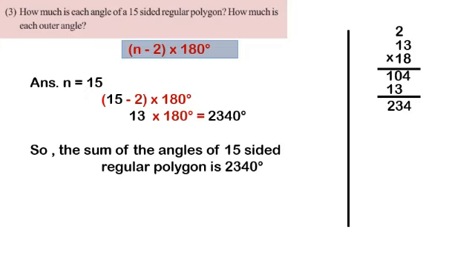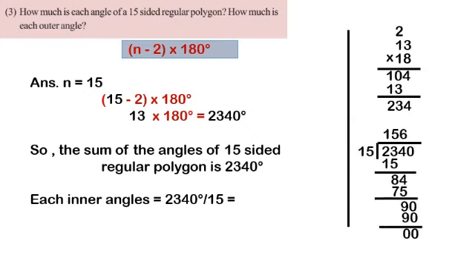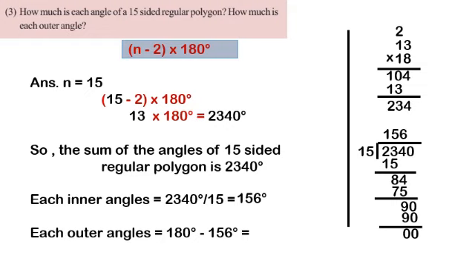Here our question is, how much is each outer angle? So first let us see each inner angle. We know it is a regular polygon, so the sides and angles are equal. So number of angles equal to 15. Then each angle is equal to 2340 by 15. We get 156 degree. Then each outer angle equal to 180 degree minus 156 degree, we get 24 degree.